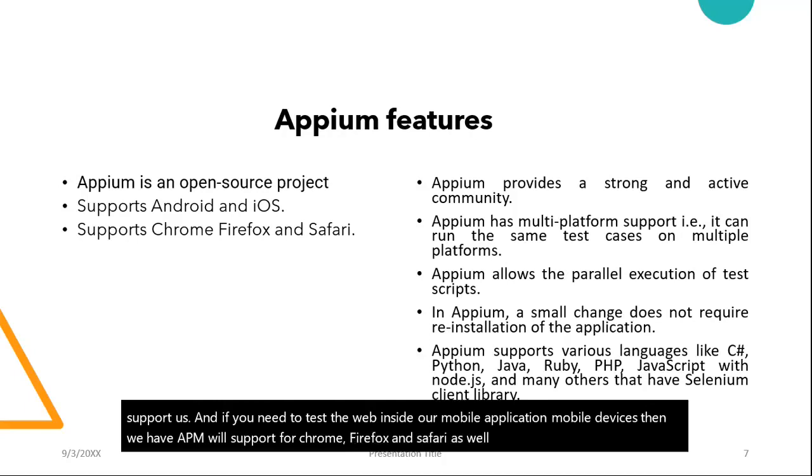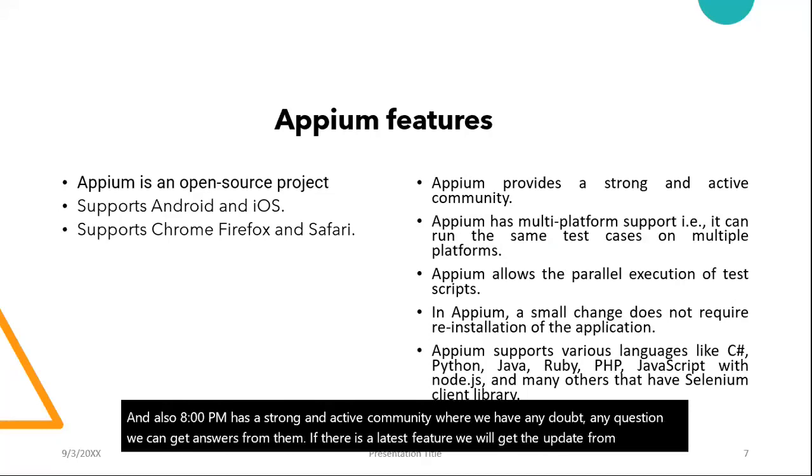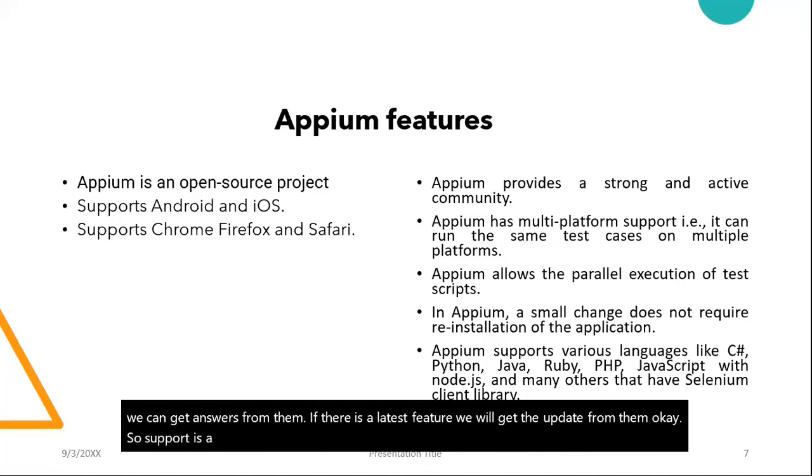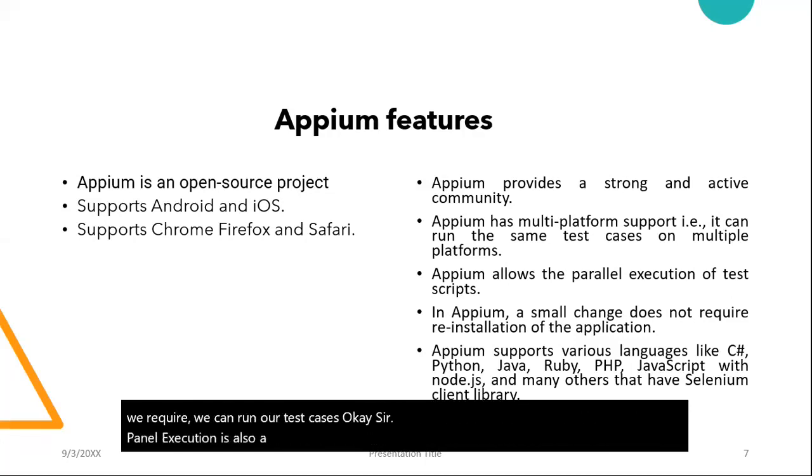Also, Appium has a strong and active community where, if we have any doubt or any question, we can get answers from them. If there is a latest feature, we will get the update from them. So support is available on the go, and we can solve a problem. And as I said, it supports multiple platforms, so whatever platform we require, we can run our test cases. Parallel execution is also available in Appium, similar to Selenium, and we can make use of it.